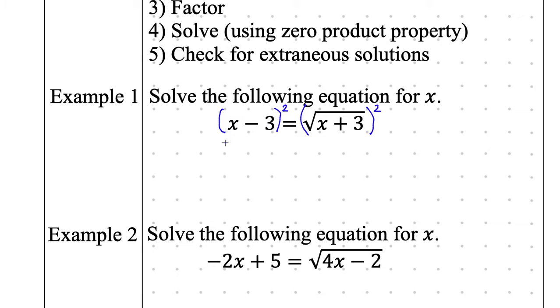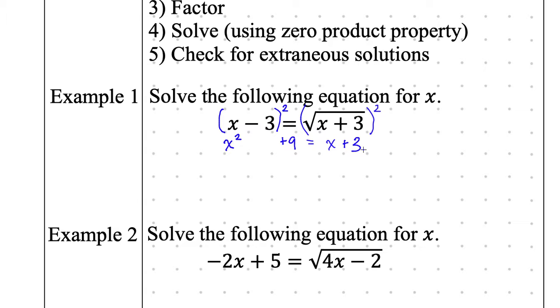X squared plus 9. You missed a middle term in there. What about the right-hand side? The square and square root just cancel, and you are left with x plus 3. Yeah. All right, thank you, James.